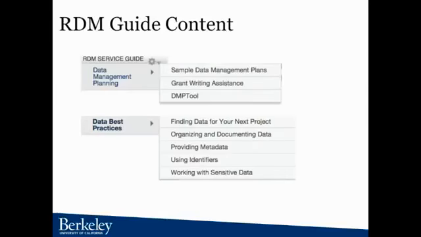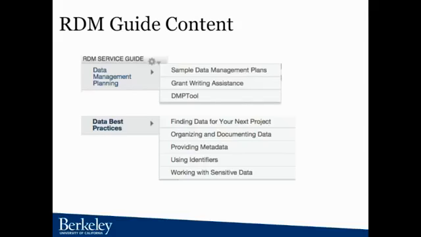So just breaking down, showing the second level of this navigation menu. Within data management planning, you see we have some sample data management plans. We can be available to help you with grant writing or with data management plan writing. And we point you again to what's called the DMP tool, which is offered by the California Digital Library. And there are experts within the library here who also can help people with using that system.